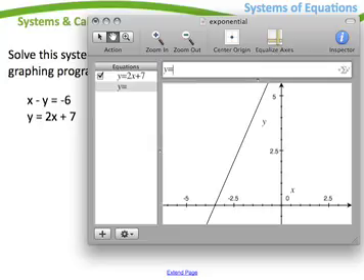Oh, there we go. So let's type the first one in again. X minus y equals negative 6. Good. There we go right there.